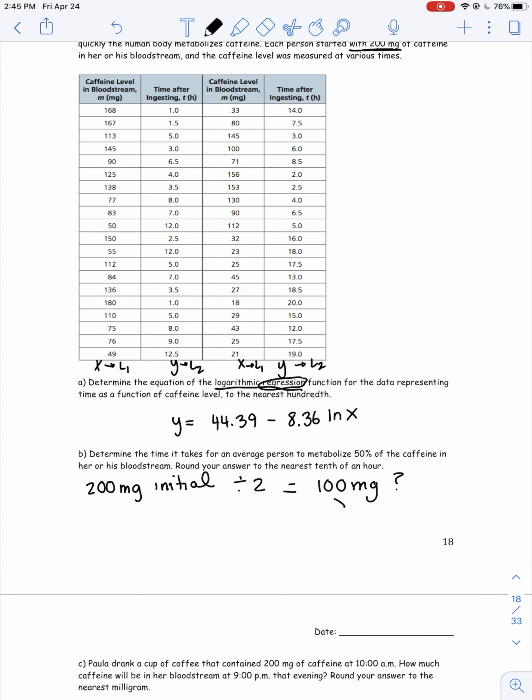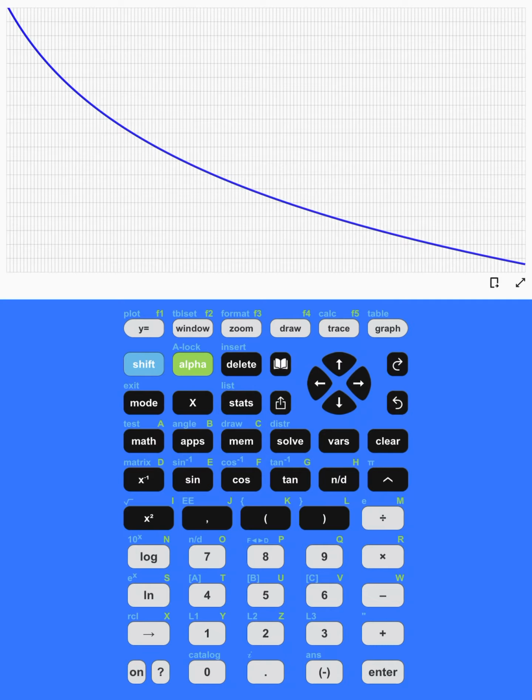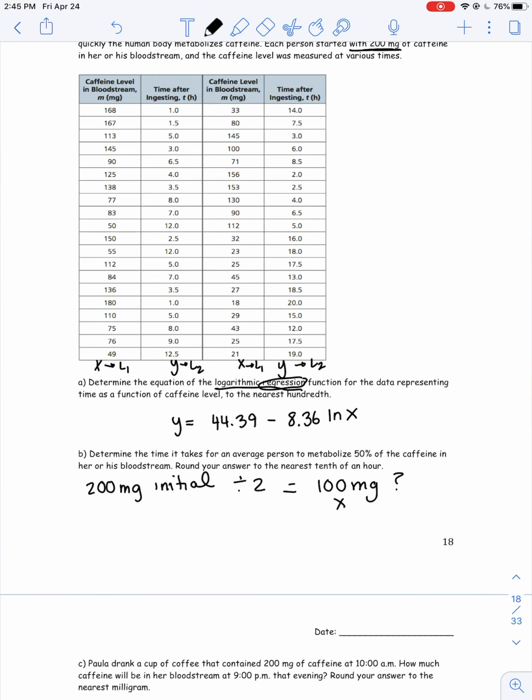Okay, so in your calculator, this is our X value. So whenever they give you an X value, you're going to have to go to your calculator and press trace, enter 100, and then enter. I'm going to do it using this button, number 1, but I'm going to press 100 and enter, and you should get that it's 5.9 hours. So we have our value, Y is equal to 5.9 hours. And that's our answer.